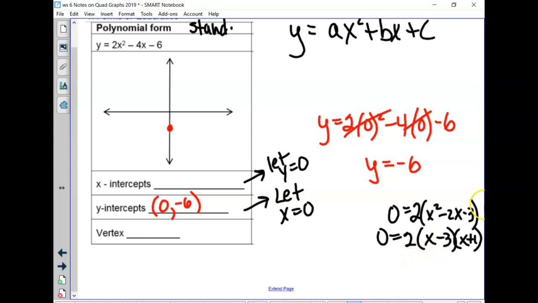Now, can 0 equal 2? 0 equals x minus 3, 0 equals x plus 1. Well, 0 cannot equal 2, but this would make x equal 3, and this would make x equal negative 1.